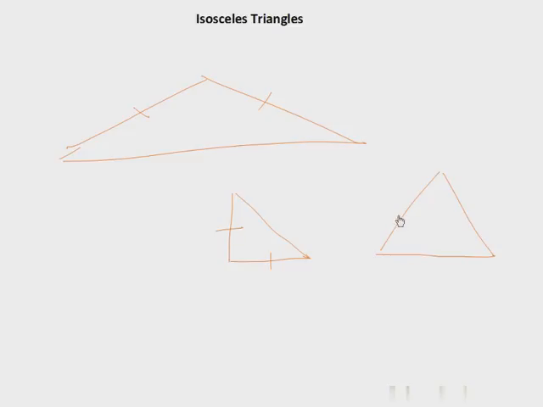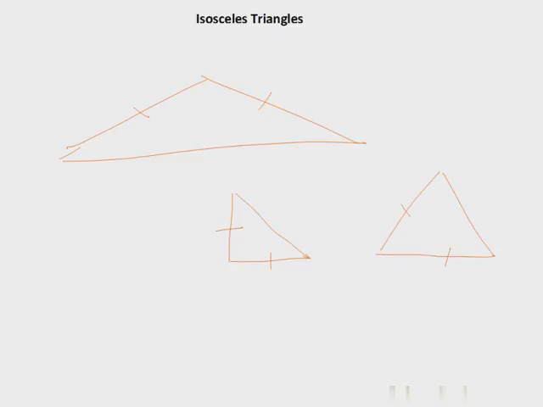What's an isosceles triangle? In an isosceles triangle, two sides must be equal. So it could be something like this, where this side is equal to this side. Or it could be where this side is equal to this side. Or it could be this, where this side is equal to this side.